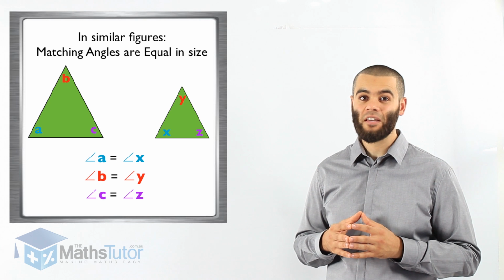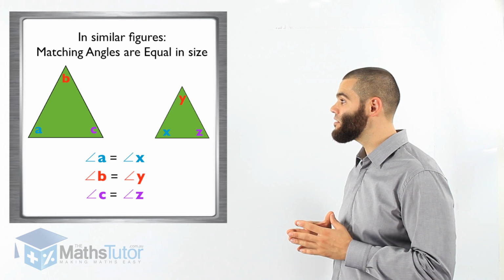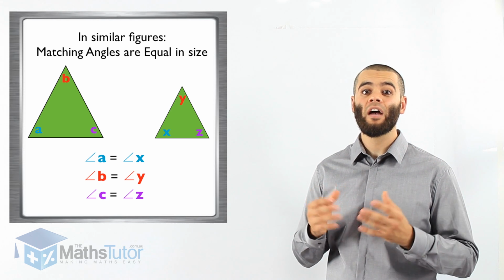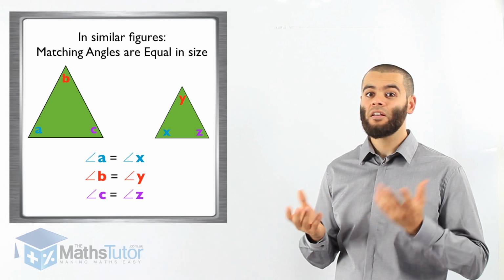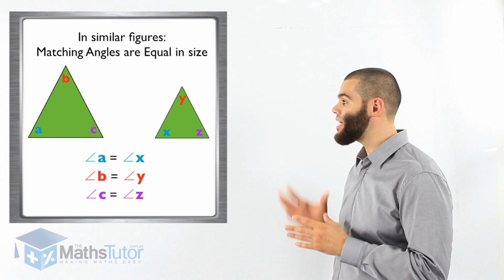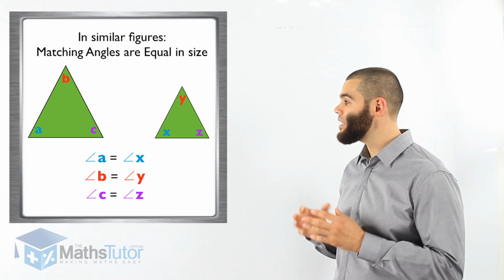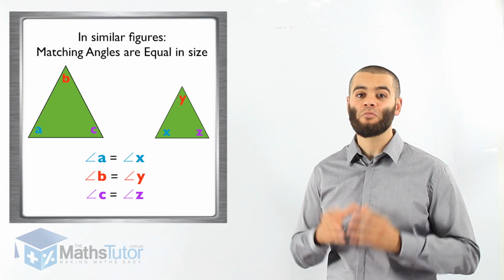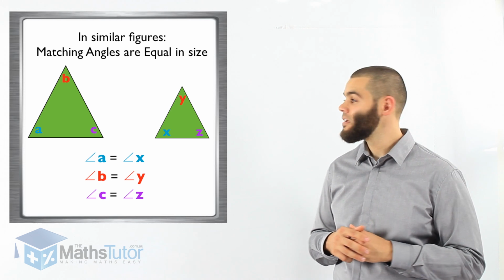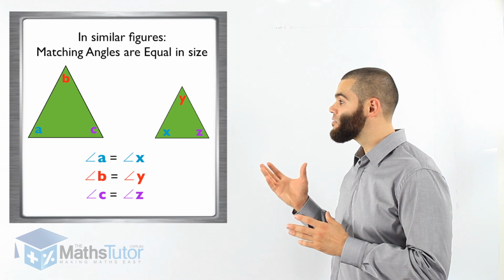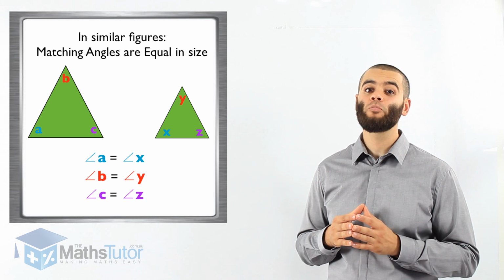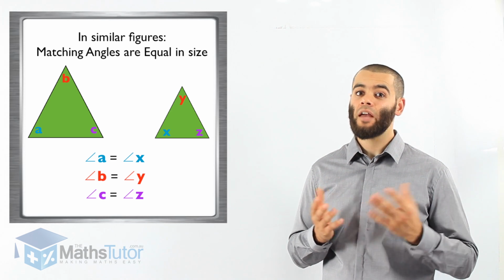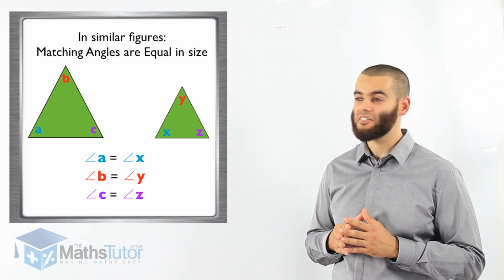What we also know about these angles is that in similar figures, matching angles, angles that are in corresponding positions, are equal in size. So that means angle A equals angle X. So if angle A was 70 degrees, angle X will also be 70 degrees. Angle B is matching to angle Y, therefore angle B equals angle Y. If angle B was 30 degrees, angle Y is going to be 30 degrees.